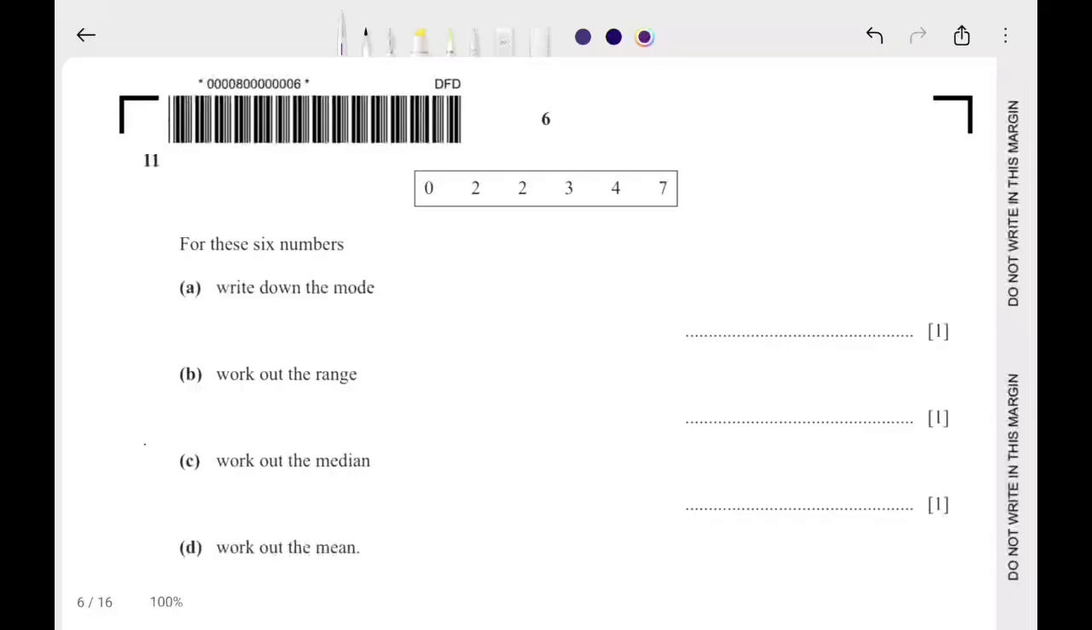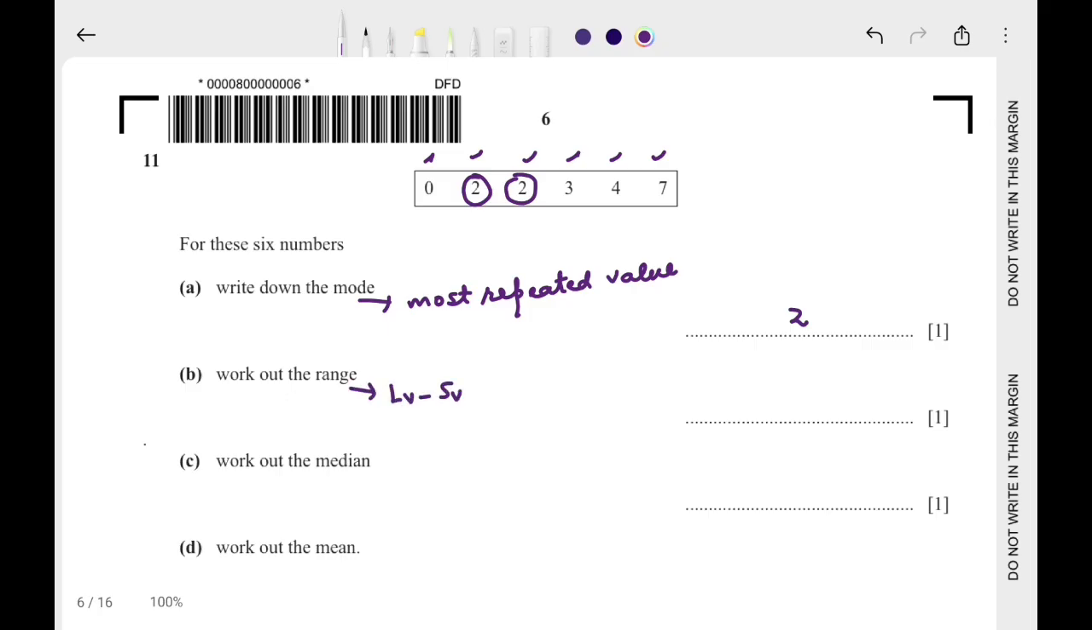For these 6 numbers, write down the mode. Mode is the most repeated value, and that is 2. So 2 is your answer. Then work out the range, the difference of the largest value minus the smallest value. The largest value is 7 and the smallest value is 0. So it will be 7 minus 0 is equal to 7.